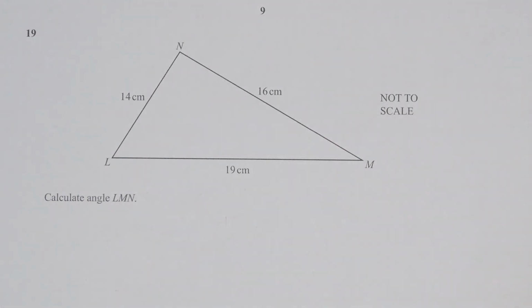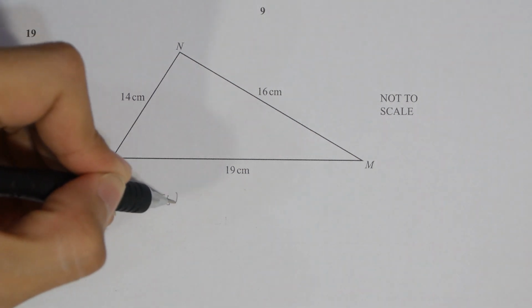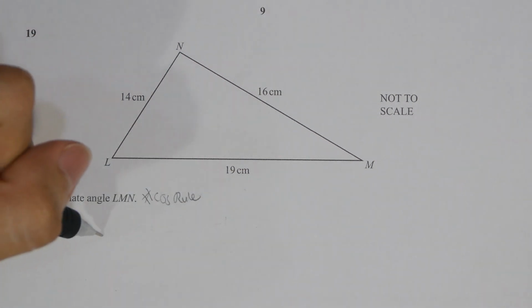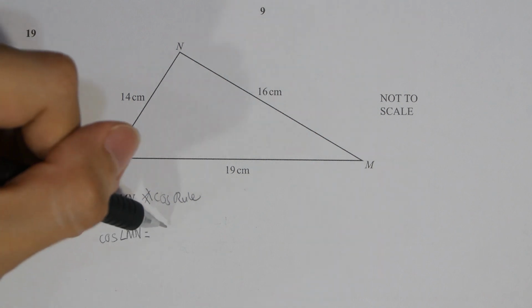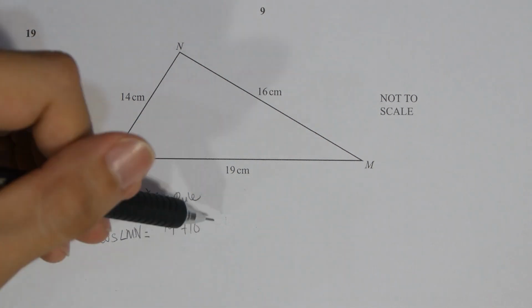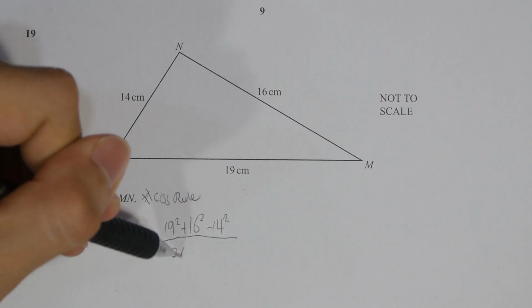For question 19, this is actually a cosine rule. So simply key in the variables, then you will get the answer as 46.18.